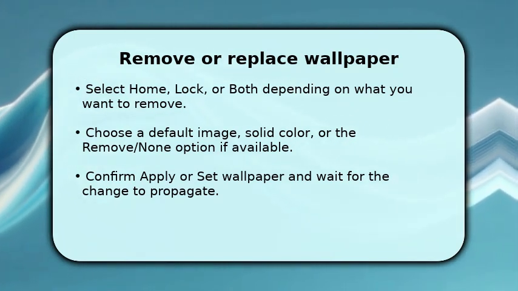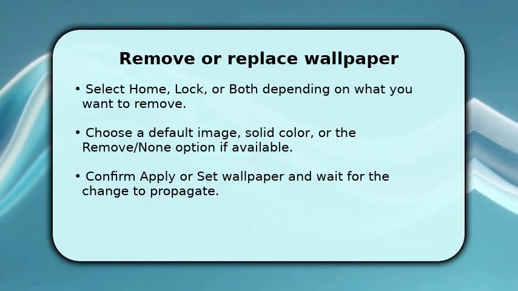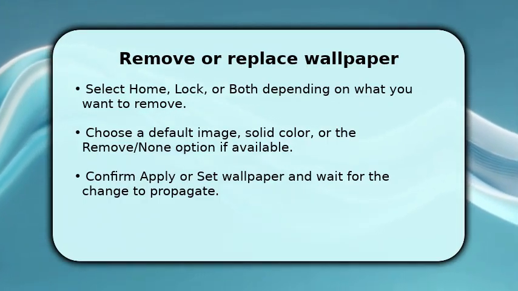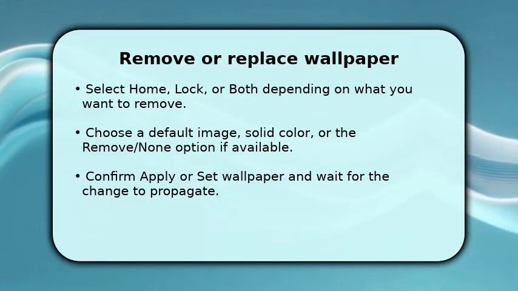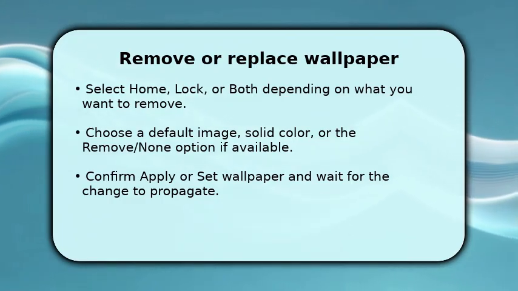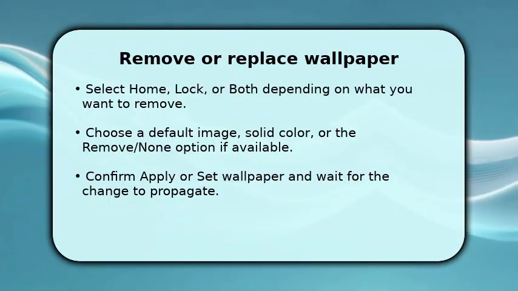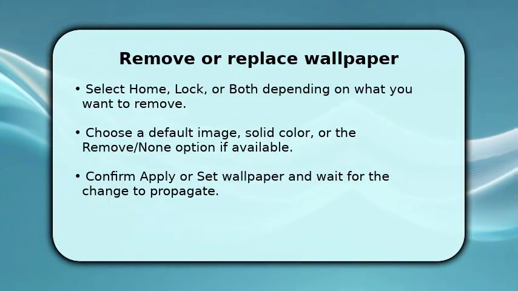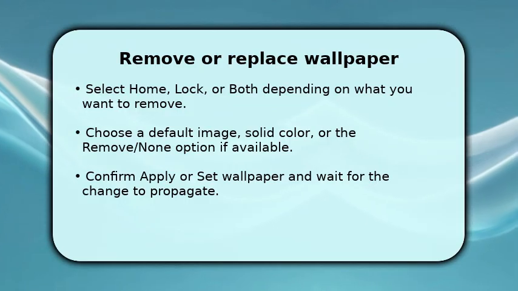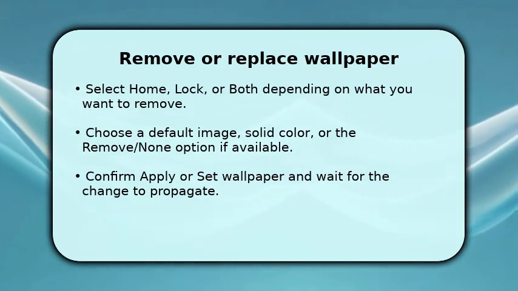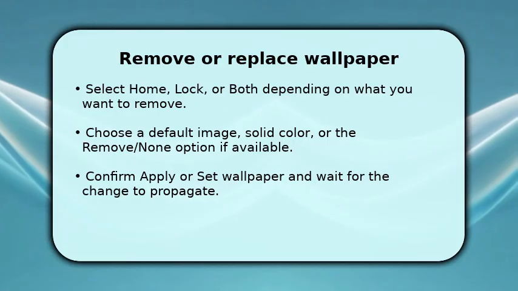Then select a default system image, a solid color, or use a remove or none option if the Yogi UI supports it. Choosing none clears the wallpaper. If you prefer, pick an image from Gallery and set it to a blank or plain image to mimic removal. Finally, tap Apply or Set Wallpaper and wait a moment for the interface to update across your screens.